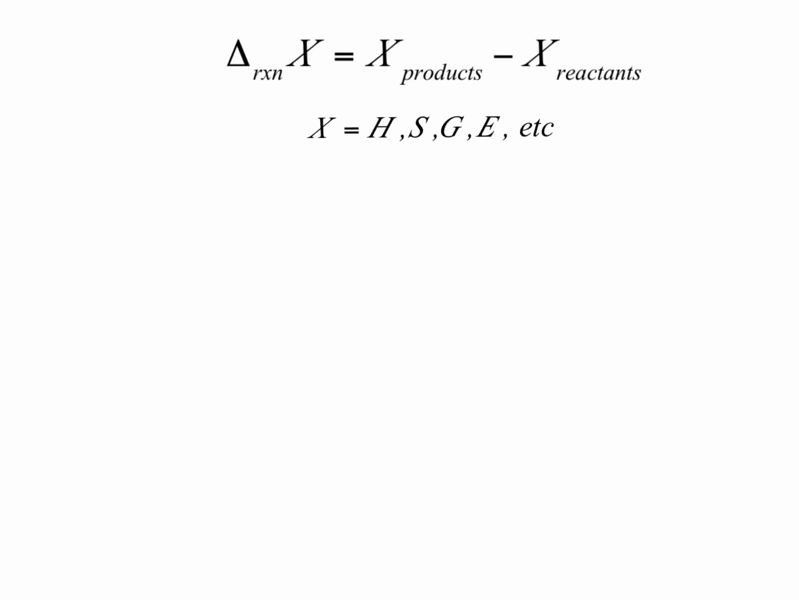For properties such as the enthalpy, entropy, Gibbs free energy, and internal energy of the system, we cannot measure the absolute value for the products and the absolute value for the reactants. We can only measure the change over some process, like a chemical reaction.